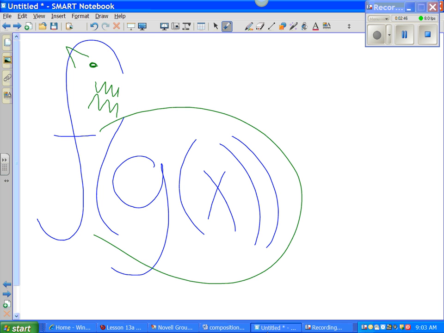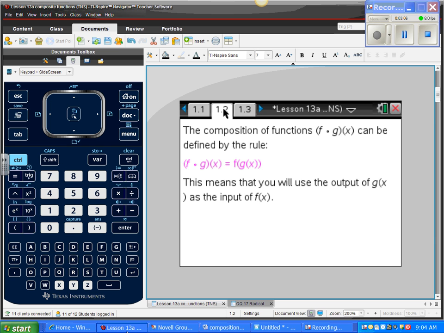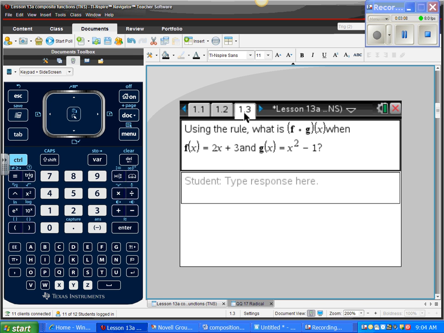So when we start talking about composite functions, if the big F is hovering over the G and it's eating it, we're going to be putting that G into F. If it's the other way around and I have the G first and the F inside, then the F is going to go into G. Okay, so let's look at our first one. I'm going to find what is F of G of X when F of X equals 2x plus 3 and G of X equals x squared minus 1.